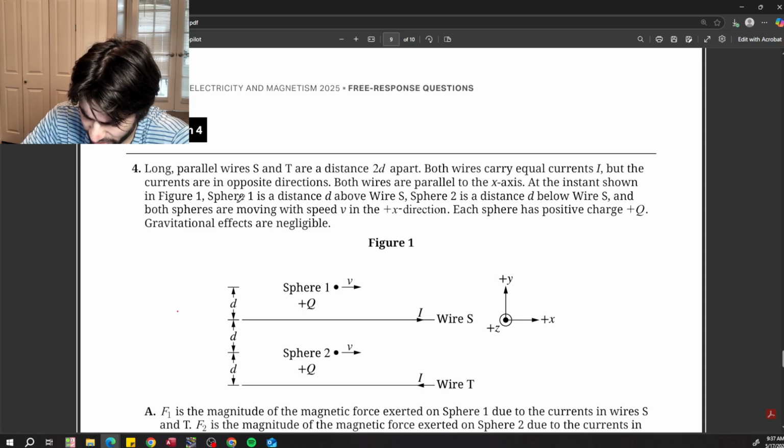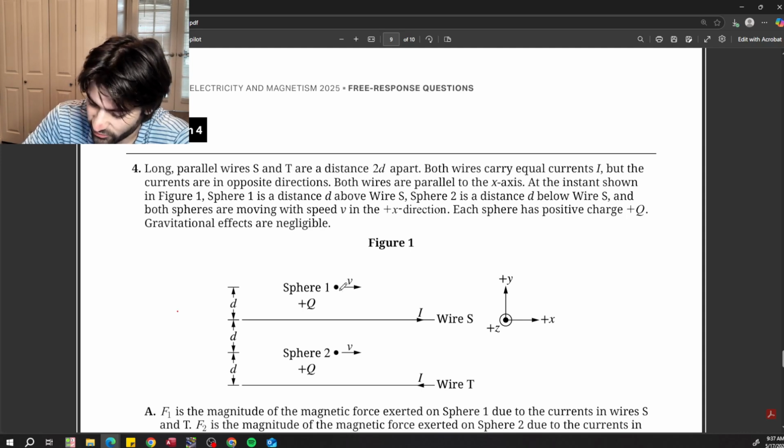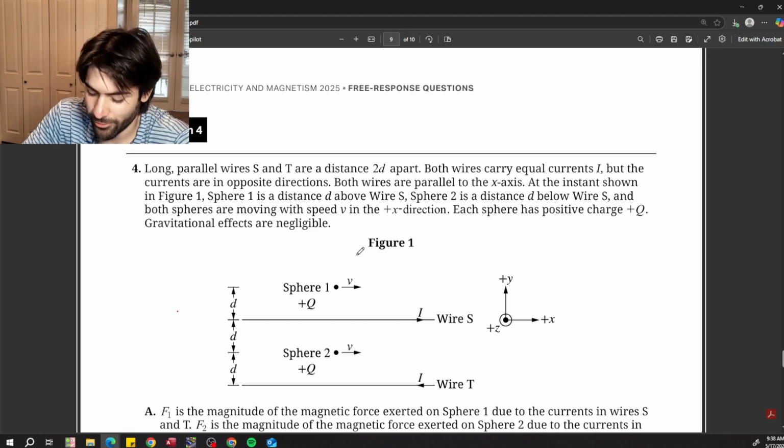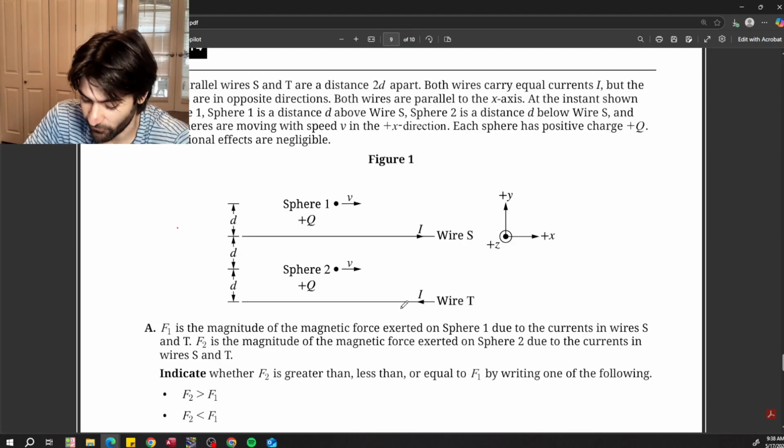At the instance shown, sphere 1 up here is distance d above wire S, and sphere 2 is distance d below wire S. And both spheres are moving with speed v in the x direction. Each sphere has charge plus q. Okay, so there's a lot going on here. We have moving charges and a couple of wires.